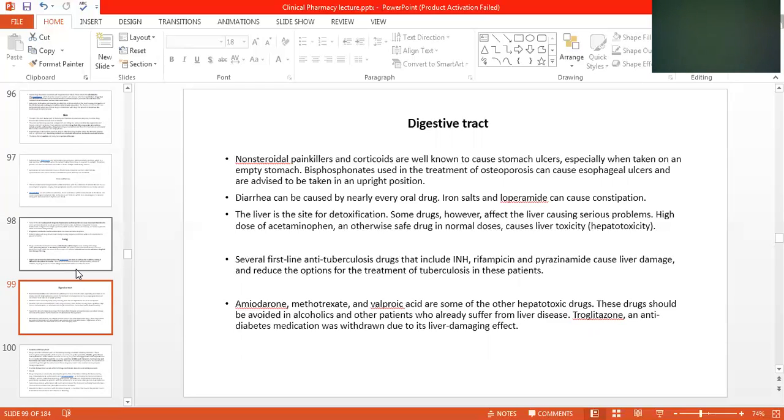So the liver is also very important. If we do not consider these things, then it will harm the patient. So under the digestive system, the accessory organs like the liver are the most important for the first pass. Every drug taken orally goes through the liver and the liver will metabolize it, and then it will allow these drugs to circulate in the blood and move all over the body.